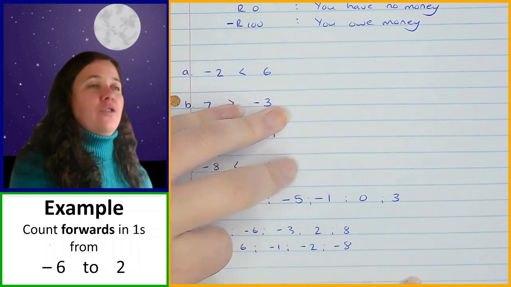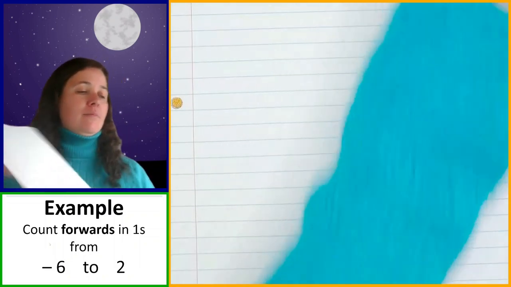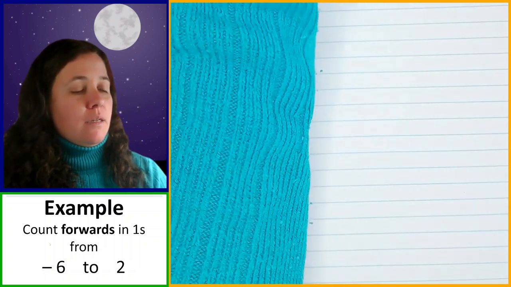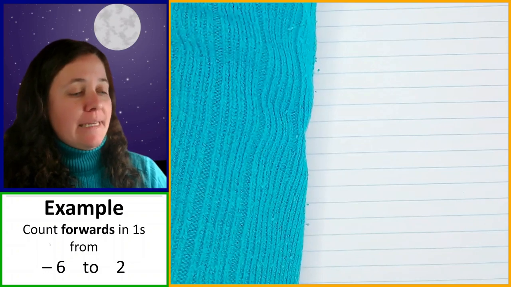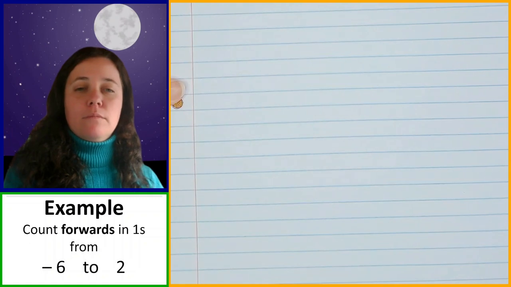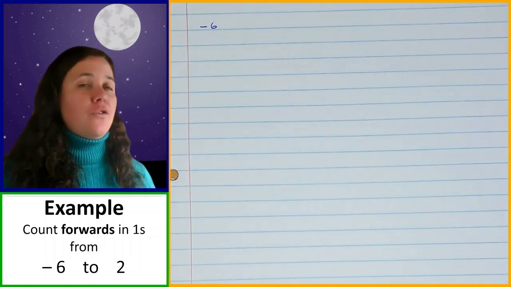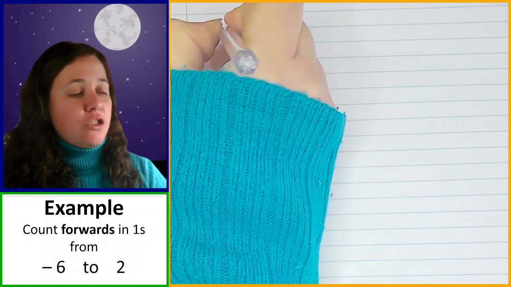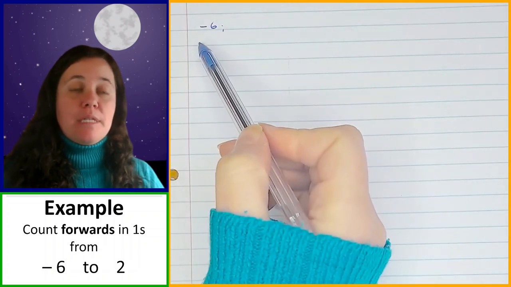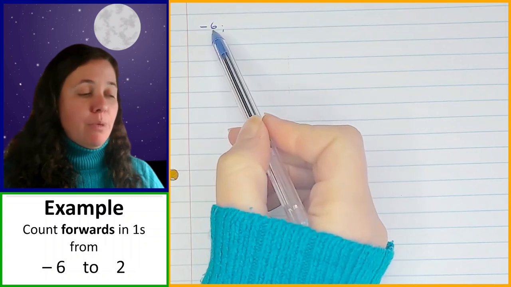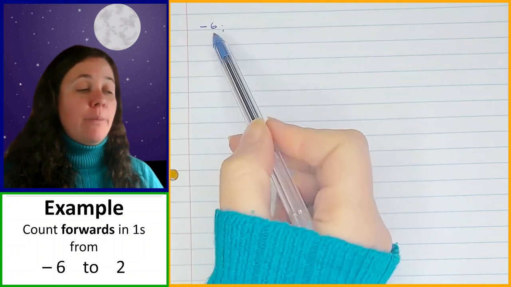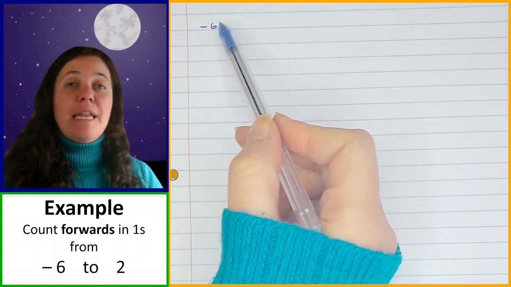Okay, so first of all, we're going to start at negative 6, and as we count forwards in ones, we are going to go up one every time, but because we're in the negative numbers, as we go up one, the actual number part of it is going to look like it's decreasing as we go closer and closer to zero, because remember, this is 6 away from zero in the negative direction.